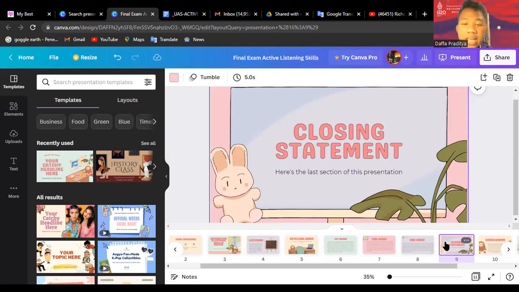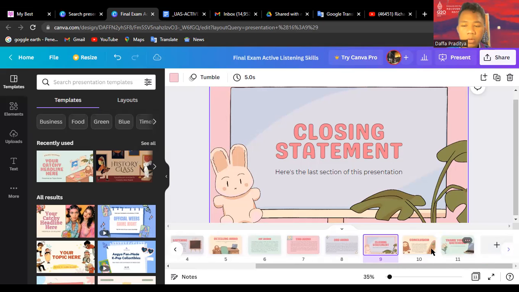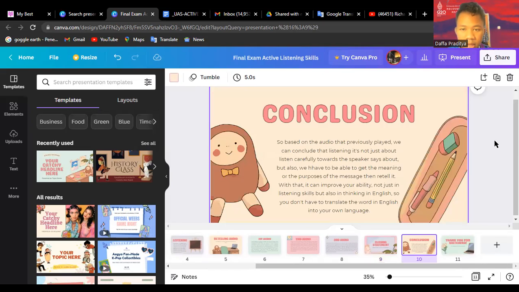So here is the last section of this presentation too, and I will read the conclusion for you. So the conclusion of this presentation is, based on the audio that previously played, we can conclude that listening is not just about listening carefully to what the speaker says, but also we have to be able to get the meaning or the purpose of the message, then retell it if you can. With that, it can improve your ability, not just in listening skills, but also in thinking in English.